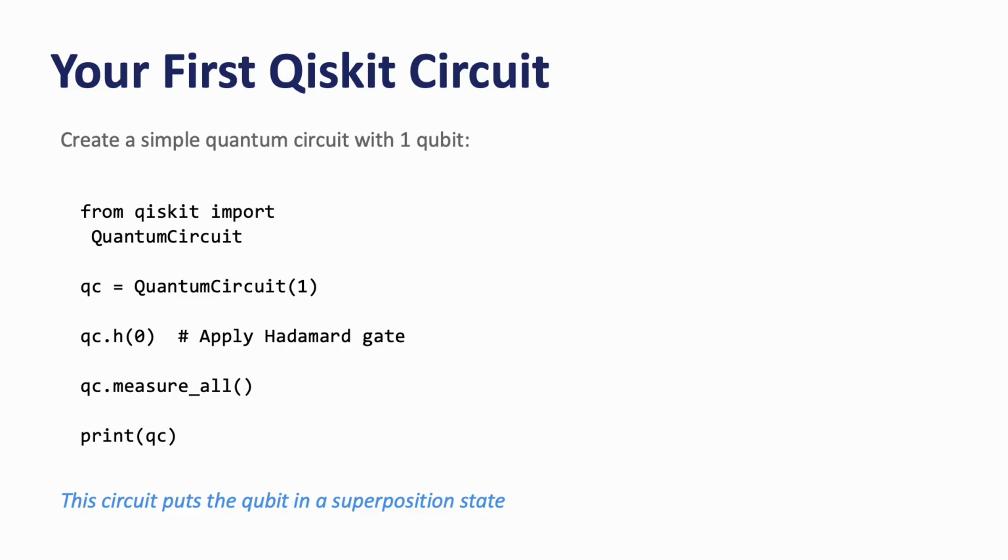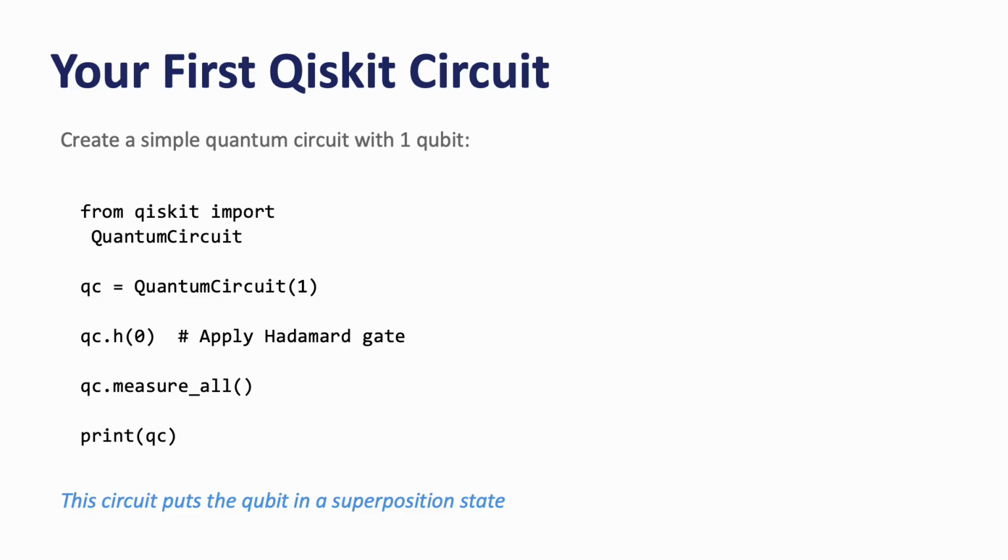Now let's dive into our first real quantum program. Don't be intimidated by the code on the screen. We are going to break it down line by line, and you'll see how straightforward it actually is. We are creating a quantum circuit with a single qubit, which is the simplest possible circuit. Think of it as the hello world of quantum programming.